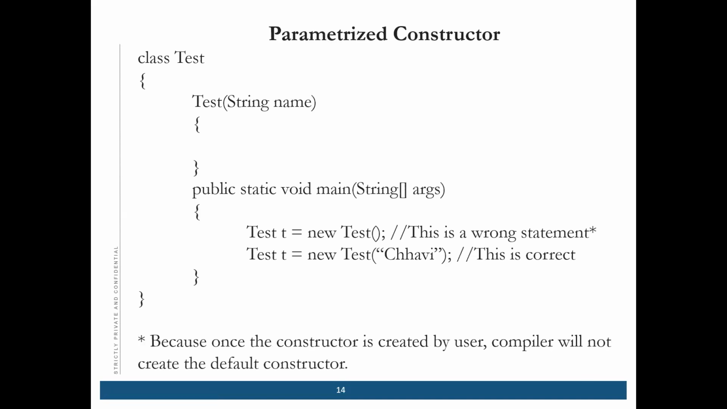And the parameterized constructor we have just seen is like what? We can pass parameters inside the constructor. These are the parameters we can pass through it, and we don't need to create any object. We can directly call this. Okay, so this is a wrong statement. I will show you in the test.